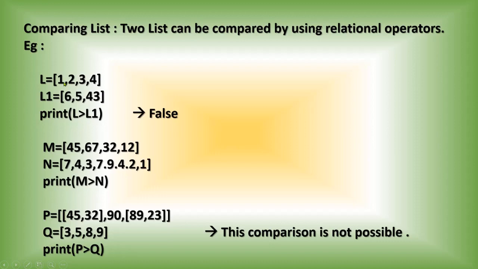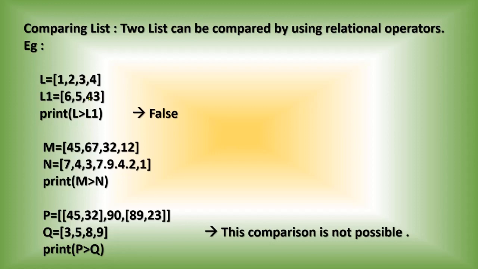The first element of L is 1. It's checking 1 greater than 6. That is the way the comparison is taking place. 1 greater than 6, it is false. So that is why you got the answer false. If both are equal, then it will go and check the next element. Again, if the second elements are equal, then it will go and check the third element. So that is the way the comparison is going on there.